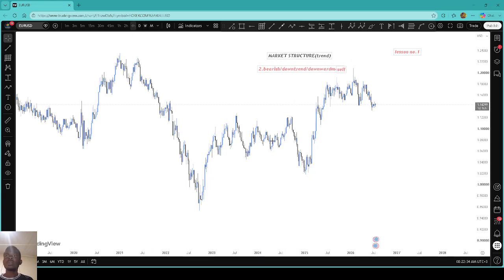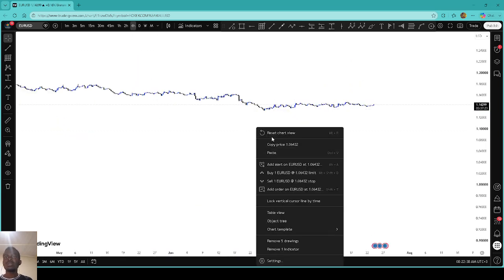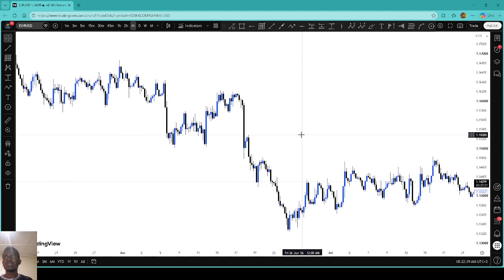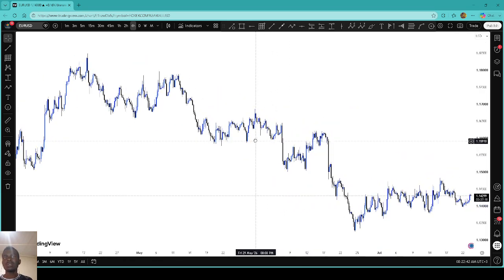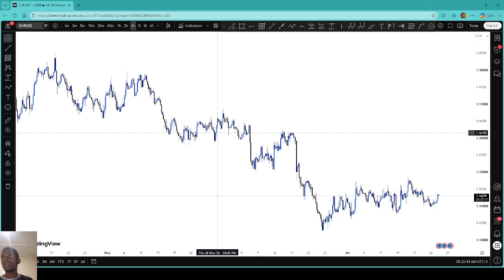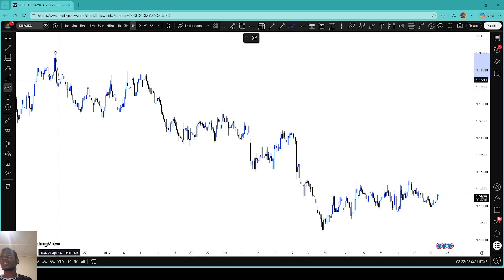Now, we still use the Euro USD chart to identify a downtrend. And you can see now we have a better downtrend. So, price here creates a high. Then after creating the high, it comes and creates a low. Then after creating the low, it creates a higher high.